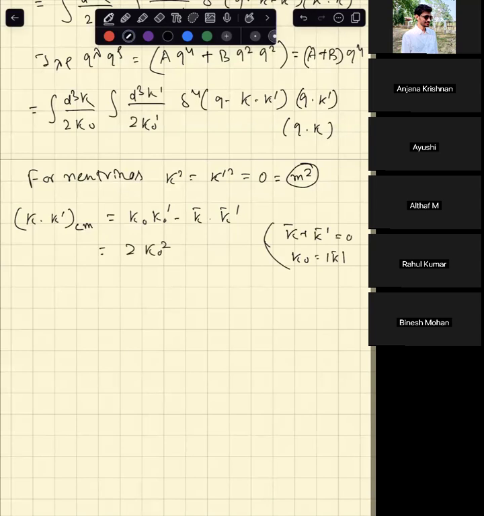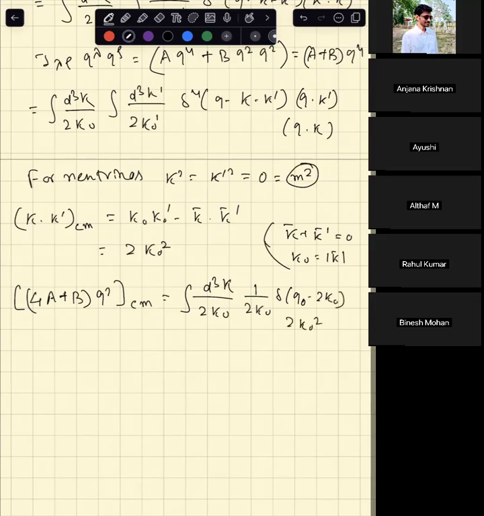So now if we employ both of these formulas, what we get for A plus B, q square in the center of mass frame, is actually d cube k by twice k naught, 1 by twice k naught, delta of q naught minus twice k naught square.